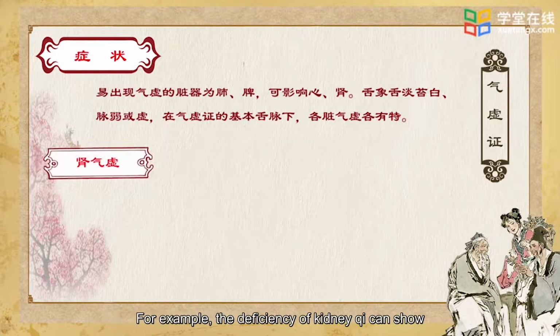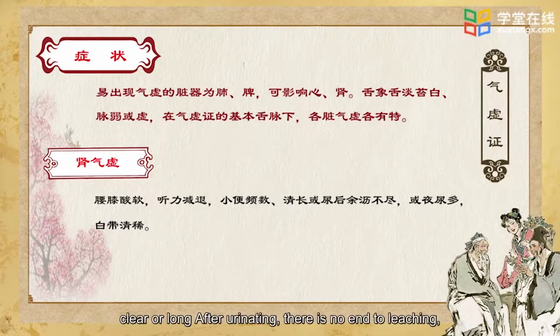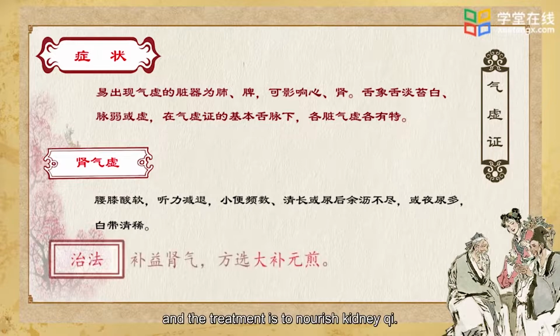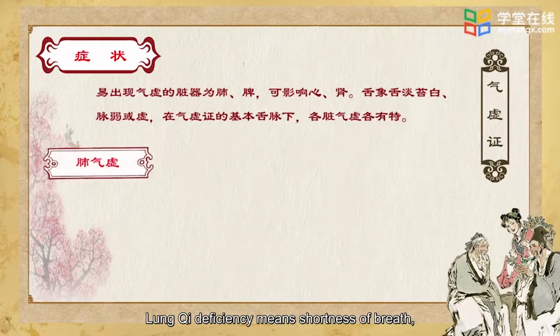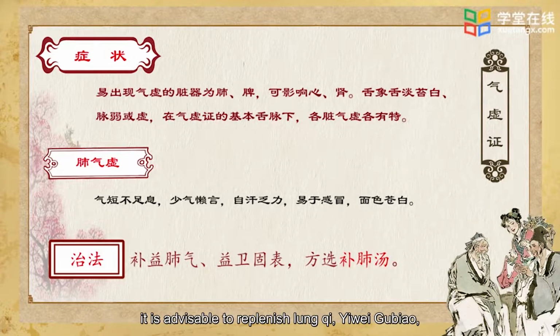For example, the deficiency of kidney qi can show as sore waist and knees, hearing loss, frequent urination, clear and long urination, dribbling after urinating with no end, or nocturnal urination, and thin leukorrhea. The treatment is to nourish kidney qi. Lung qi deficiency means shortness of breath, lack of energy, laziness, fatigue, spontaneous cold sweating, easy to catch cold, pale complexion. It is advisable to replenish lung qi.